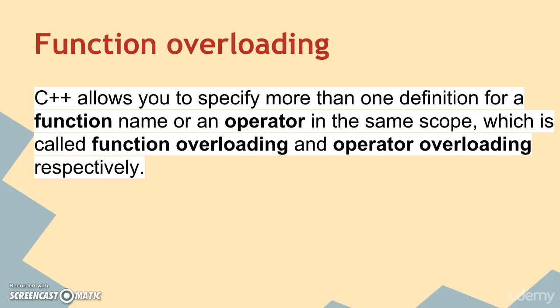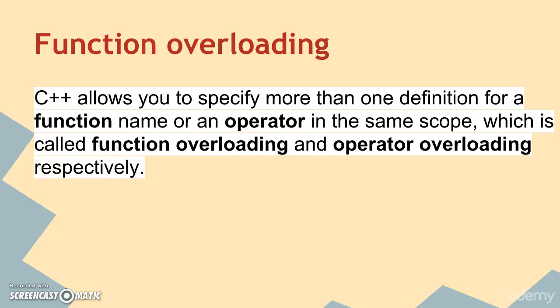So what is the difference between overriding and overloading? In overriding, we have two classes, a base class and an inherited class, and we are completely overriding the function. But overloading means we are writing the same function twice or thrice in the same class, but we are passing different arguments.